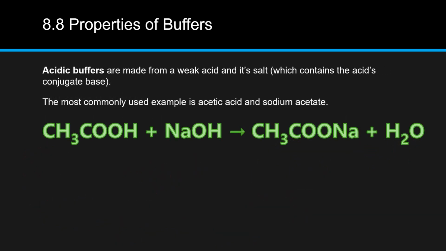All right, so when we have a solution or a buffer that has a weak acid and its conjugate base, that is known as an acidic buffer. An acidic buffer is made from a weak acid and its salt, and that salt is going to contain the conjugate base. A really common example is going to be acetic acid and sodium acetate. The key idea here is that the salt dissolves completely and supplies a high concentration of the conjugate base, while the weak acid only partially dissociates, setting up that important equilibrium between the weak acid and its conjugate base.